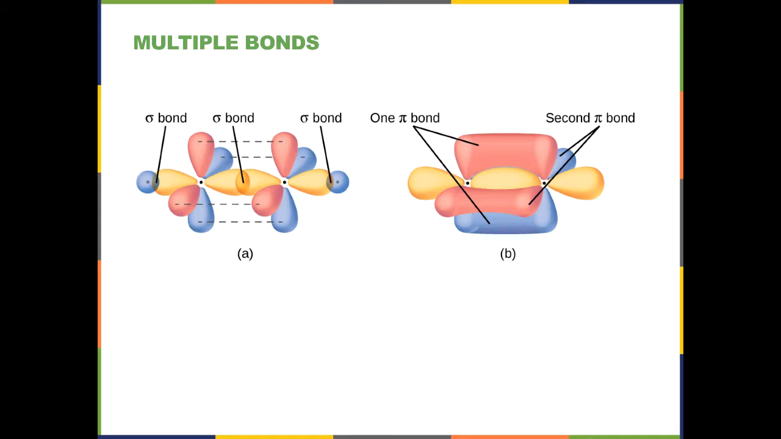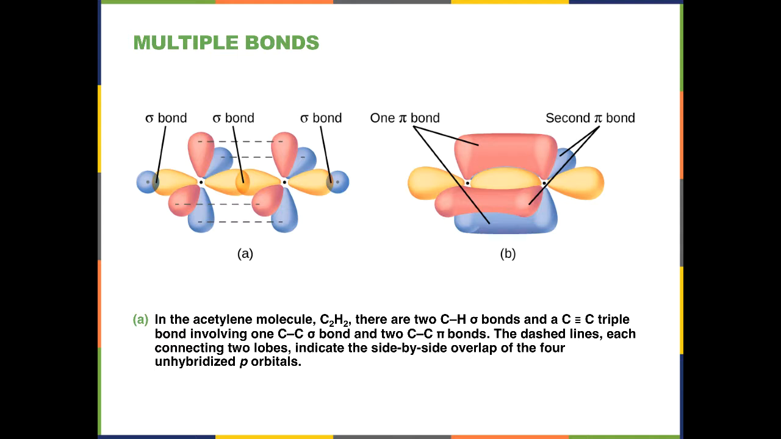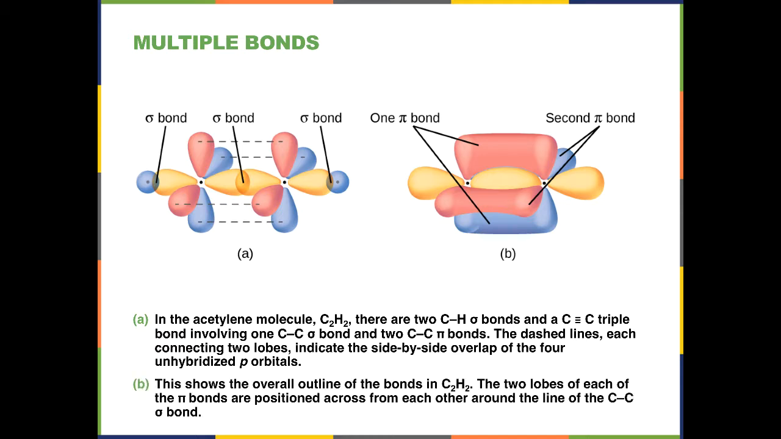So the formula for acetylene, as is shown down here, is a triple bond, and the triple bond is these 2 red p's overlapping in one pi orbital and 2 blue overlapping in another pi orbital. Actually, it's red and blue and red and blue, and that represents how you would form a triple bond. This shows the overall outline for this acetylene, and the 2 lobes of the pi bonds are positioned across from each other such that they can overlap as parallel bonding structures.